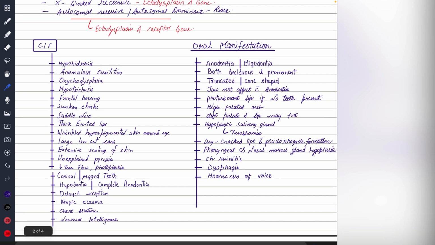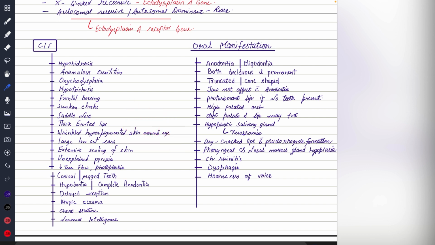Because there is xerostomia, your mucus, salivary, and sweat glands are diminished. You have dry, cracked lips with pseudo-ragged formation. Not just your lip, even skin will be torn away. You sometimes have the features of angular cheilitis. It may give the features of angular cheilitis, and may precipitate in these stages.